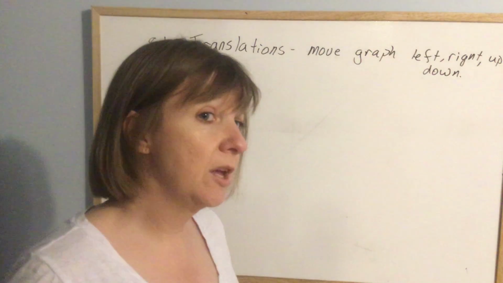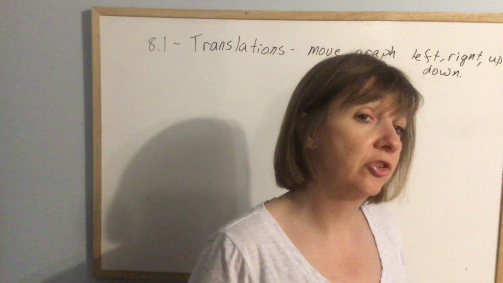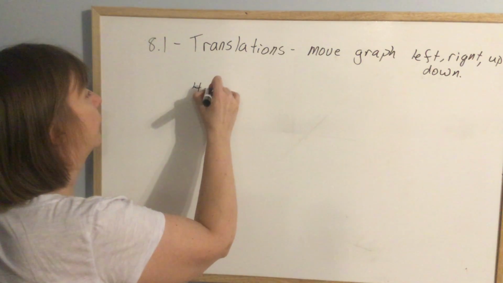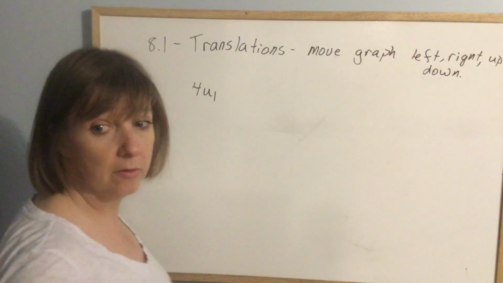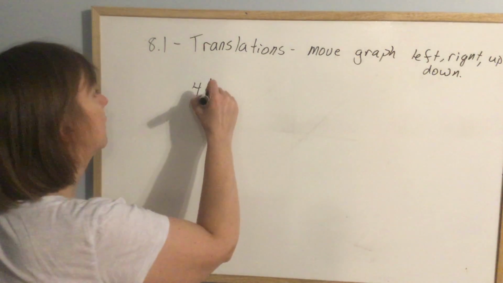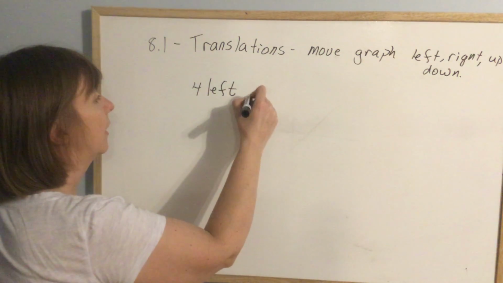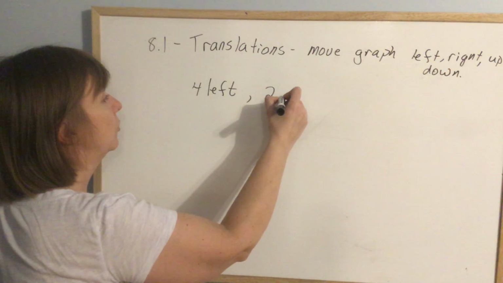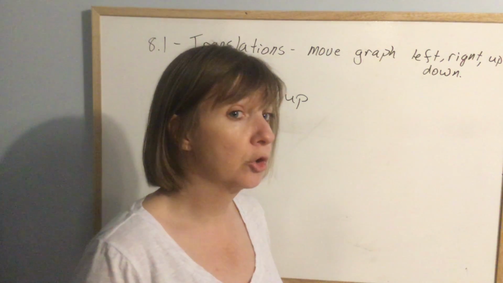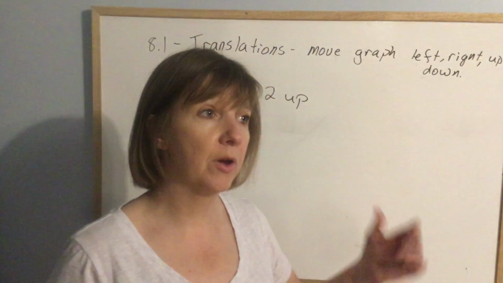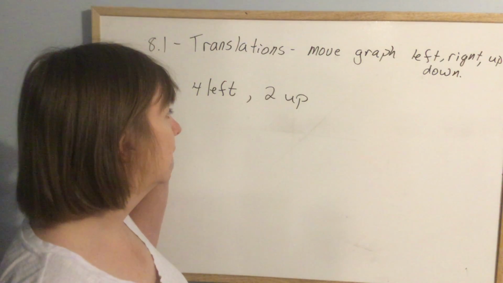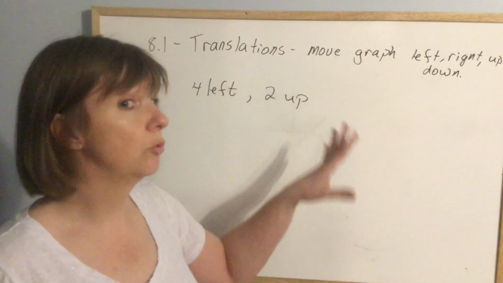Now, there were some different ways that we can communicate the information for a translation. We could do it in words. We could say go, up is not usually first, let's say we could go 4 left and 2 up, okay? So if I wanted to describe in words what to do, or if I gave you the picture and said what happened here, you could say the graph got moved 4 left and 2 up.